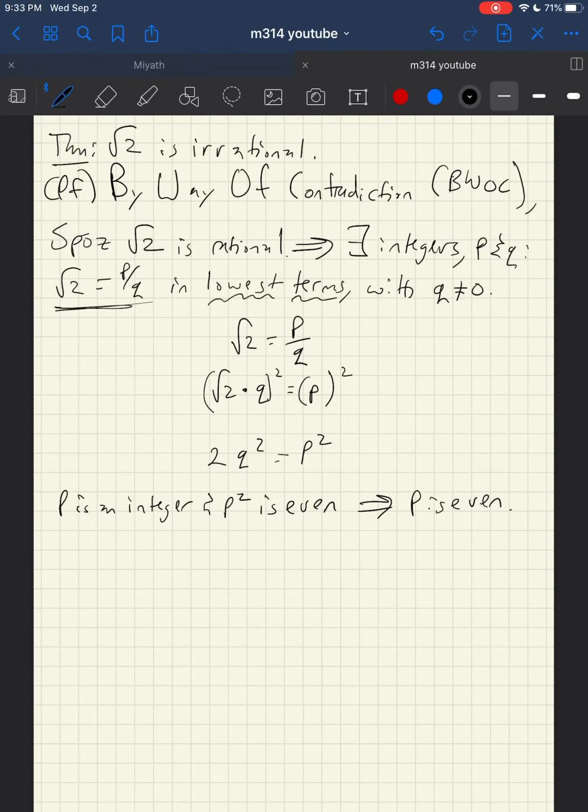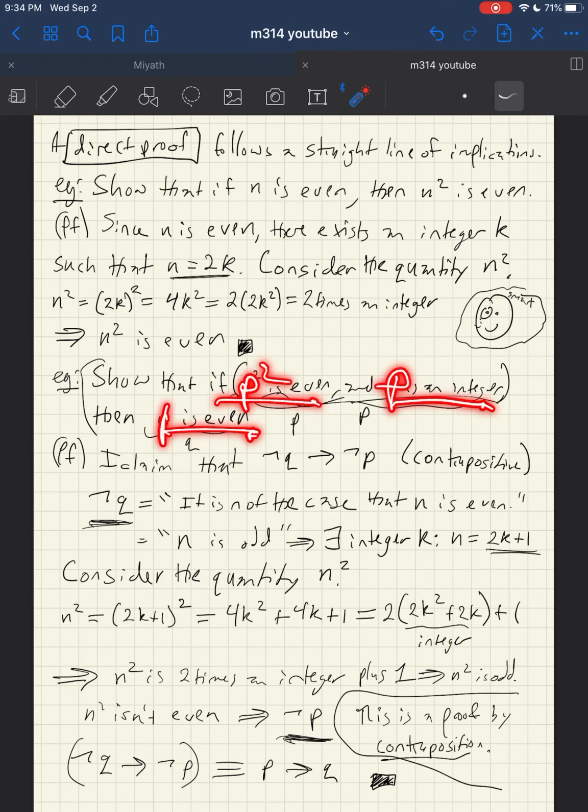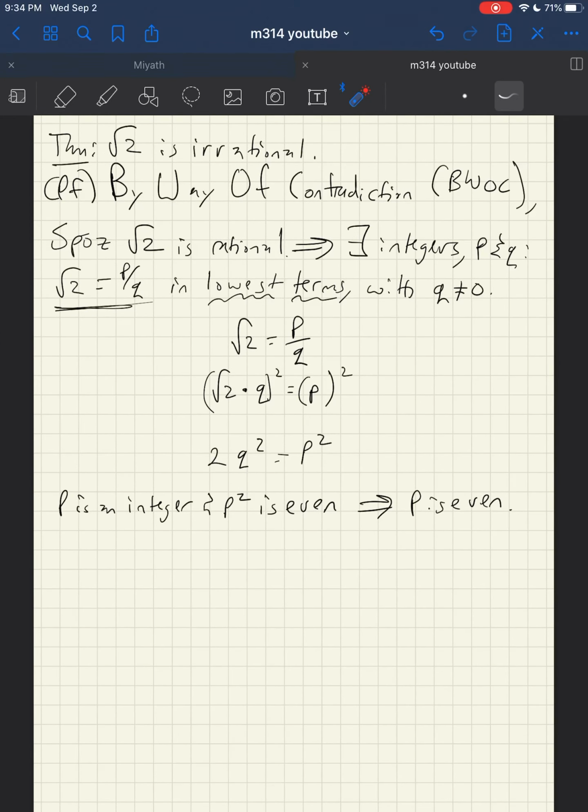And why is that? Why do we know that? Well, if we think back to what we did last time, when we did our proof by contrapositive, we proved exactly that if n squared is even and n is an integer, then n is even. Well, guess what? I can restate this by saying if p squared is even and p is an integer, then p is even. Okay, so we proved this last time.